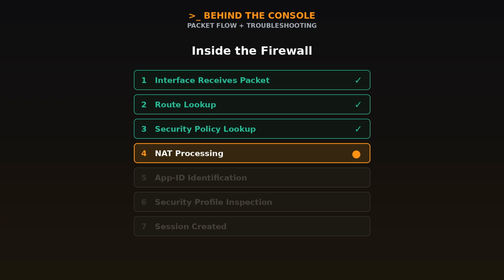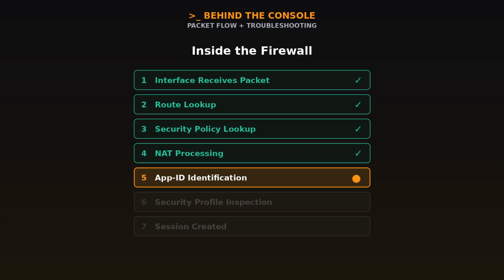Step 4. NAT processing translates the source or destination address if an NAT rule applies. This is critical, because without it, return traffic often can't find its way back. Step 5. App ID identifies the actual application in the traffic, regardless of port. This is what lets Palo Alto tell the difference between real HTTPS and something disguising itself as HTTPS.